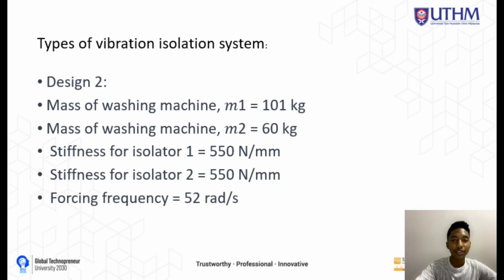So for design 2, same for the mass for both washing machines, and the stiffness for isolator 1 is 550 Newton per millimeter, and same as the stiffness for isolator 2. And the forcing frequency is equal to 52 radian per second.